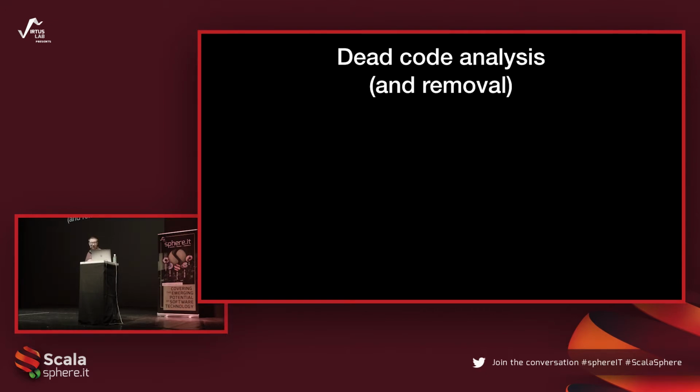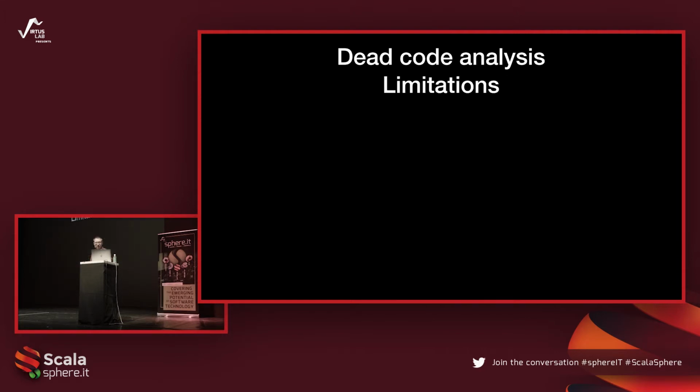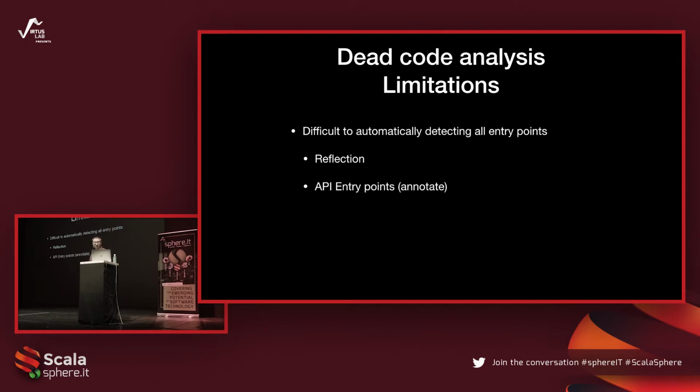One interesting point is the comparison between what is dead within the main code, and what's dead from the test code. I might have a method that's used in test code, but is completely dead otherwise. That's probably worth removing. So coloring, as I said, is just walking through and marking things and then removing them. Limitations: it can be difficult to detect the entry points. You need to annotate APIs in some way, and we can use annotations.